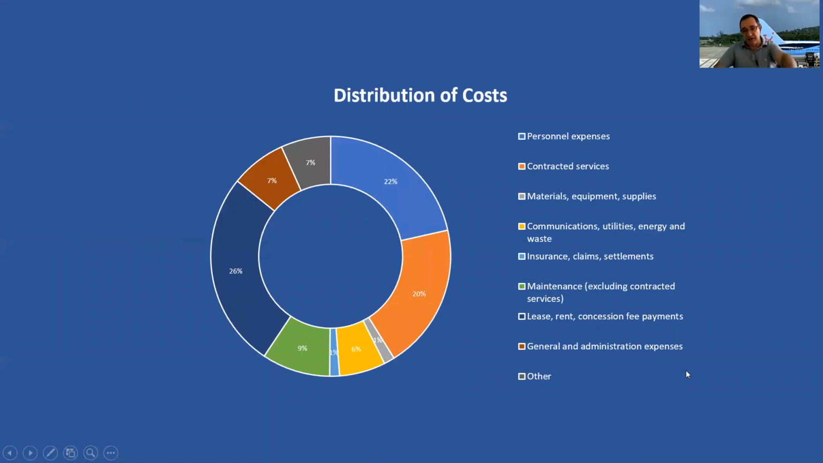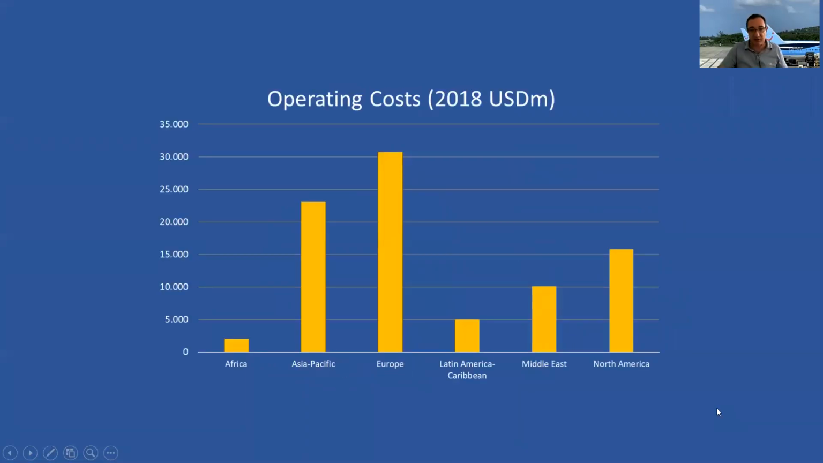Now, I'm not going to dwell on these. Not a surprise that personnel expenses represent the highest proportion of airport costs. But there's actually something here that is hidden away. You can see communications, utilities, energy, and waste represent 6% for the total of the region. But those of you in island nations, and as many of you know, I used to run an airport in Jamaica, that 6% in the case of Jamaica is far, far higher than that, almost on a par with personnel expenses. So that's why I don't want to dwell too much on this slide, because of the huge differences, okay? We can skip this one too.